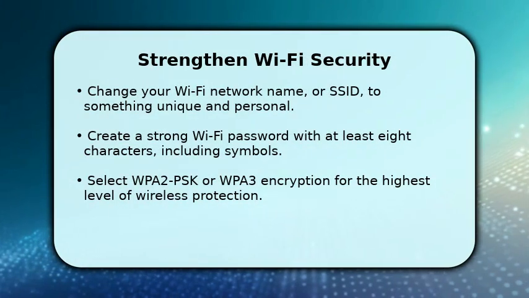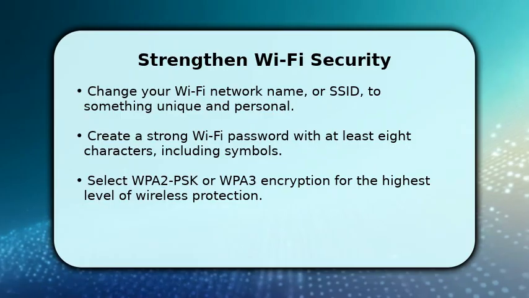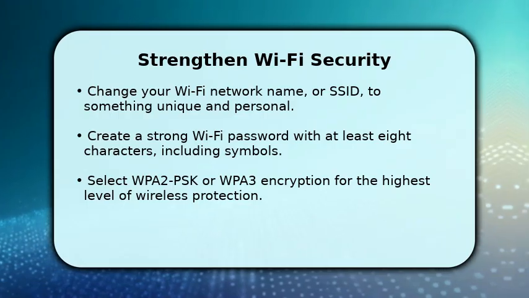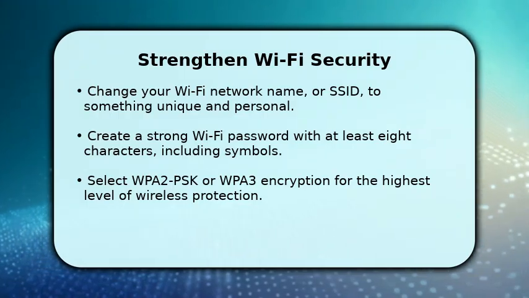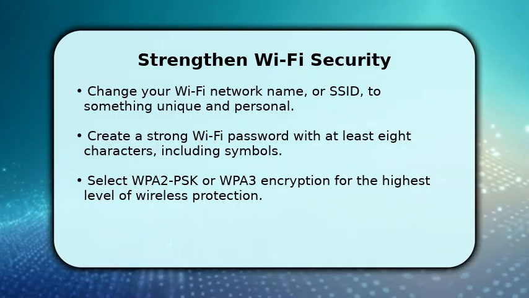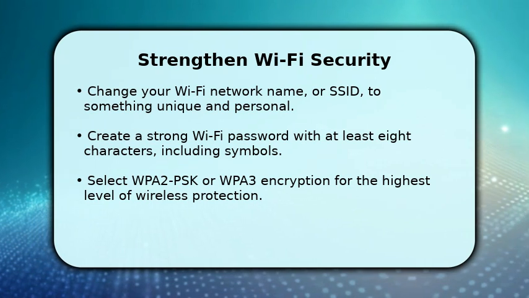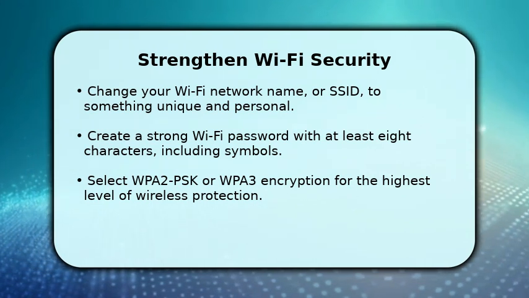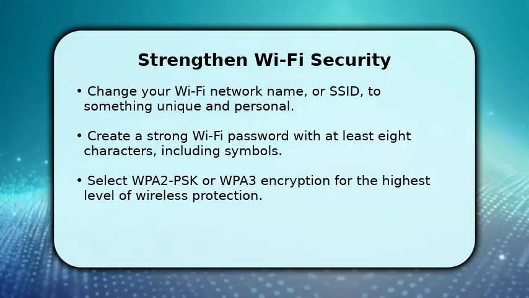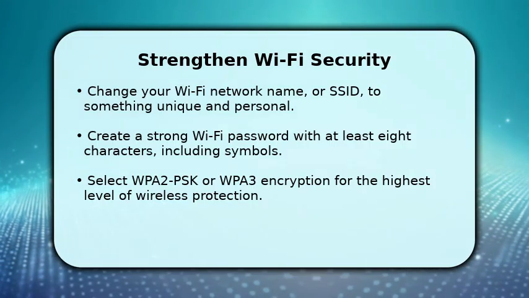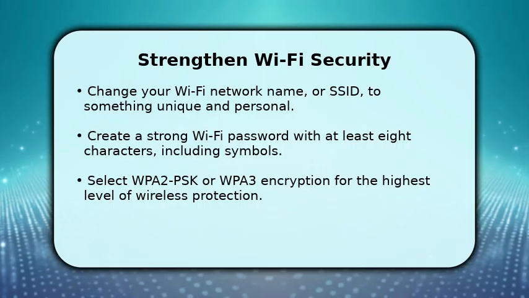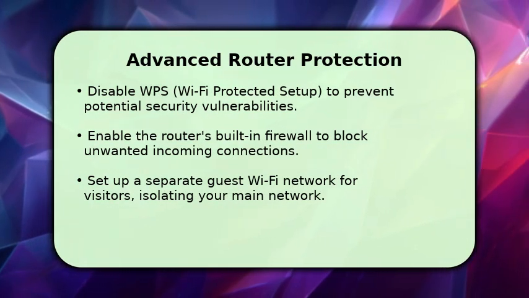Next, let's strengthen your Wi-Fi security. Change your Wi-Fi network name, also known as the SSID, from the default to something unique. This makes it harder for others to identify your network. Crucially, set a strong Wi-Fi password. Aim for at least 8 characters, mixing uppercase, lowercase, numbers, and symbols. Finally, ensure your encryption method is set to WPA2PSK or, even better, WPA3 for robust data protection across your wireless connections. Now, let's explore some advanced protection measures.